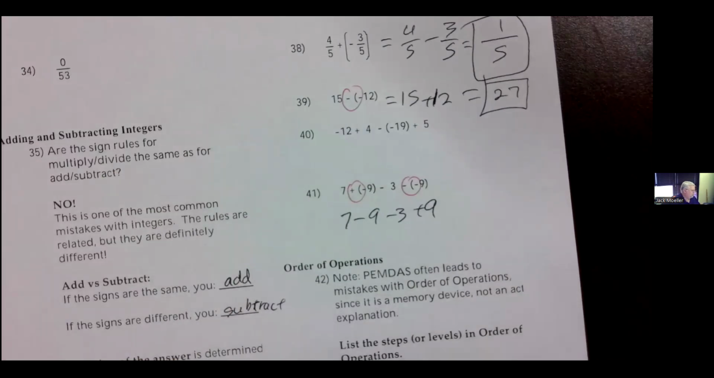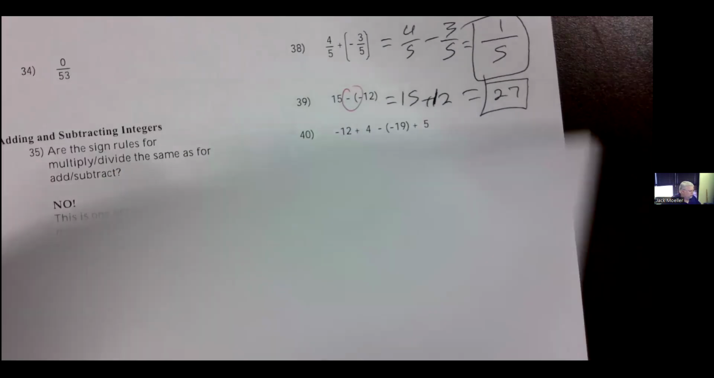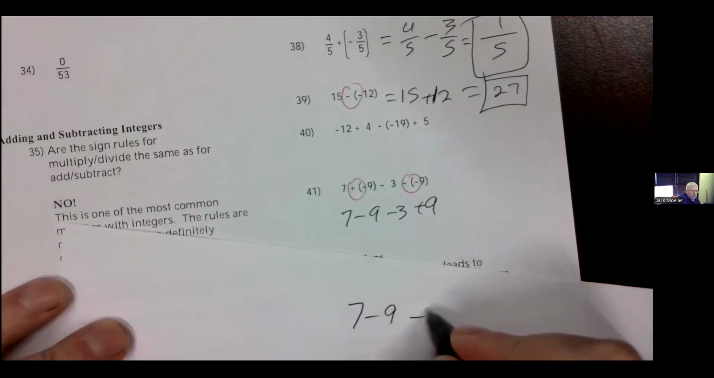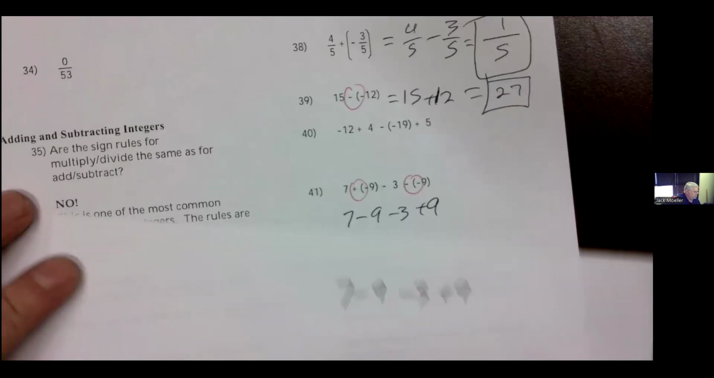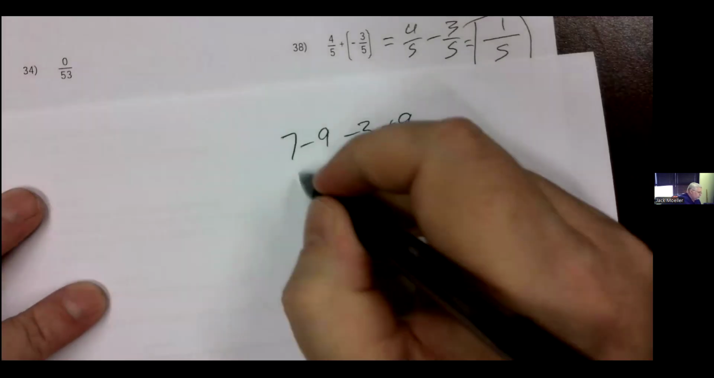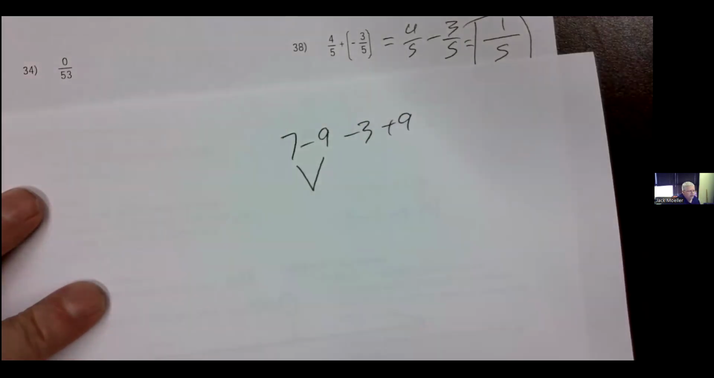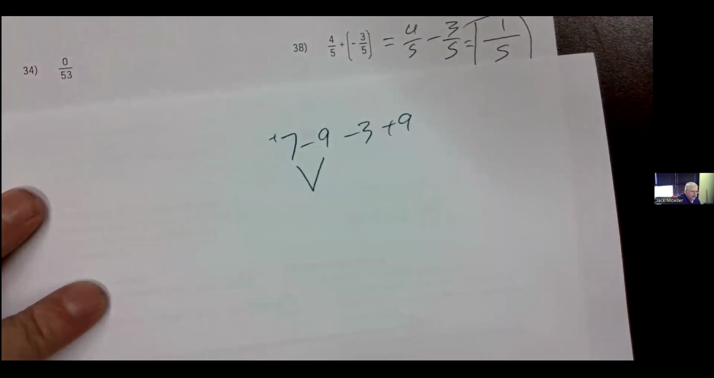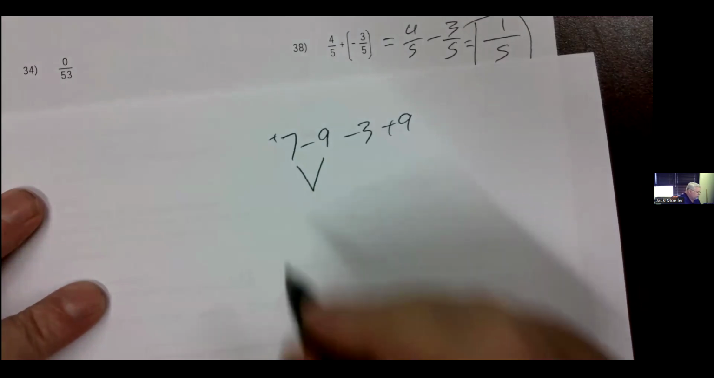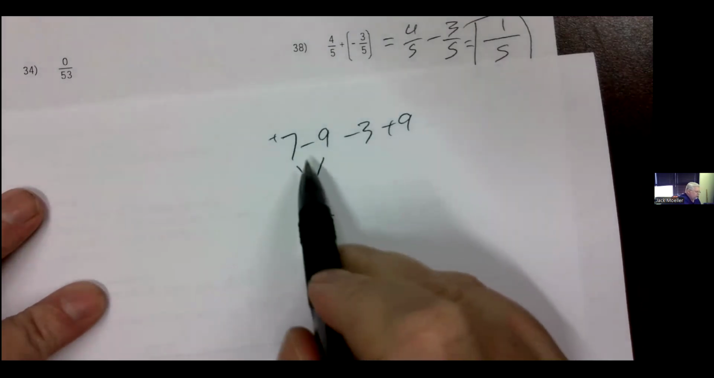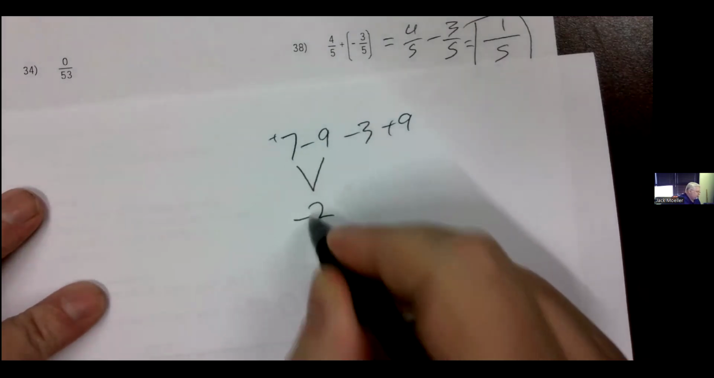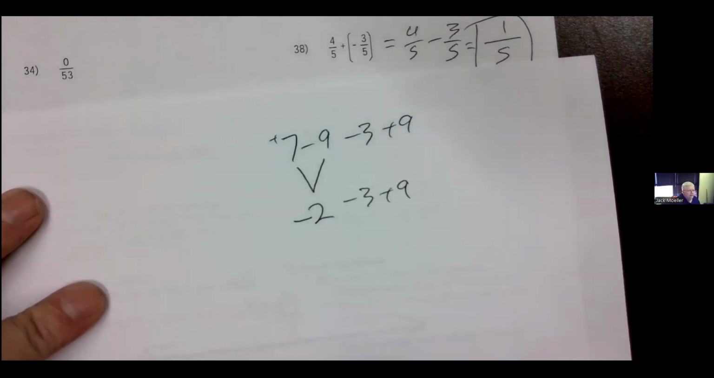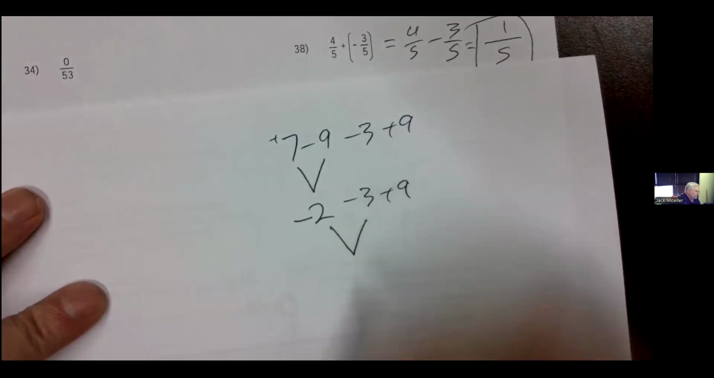It's going to be a little bit longer, so I'm going to get paper. So we're doing 7 minus 9 minus 3 plus 9. So here's how I would do this. So 7 minus 9 is what? Well, one's positive, one negative, so we're subtracting. So 9 minus 7 is 2. Bigger number is negative, so that is a negative 2. Then bring down your numbers. Now just keep working from left to right.